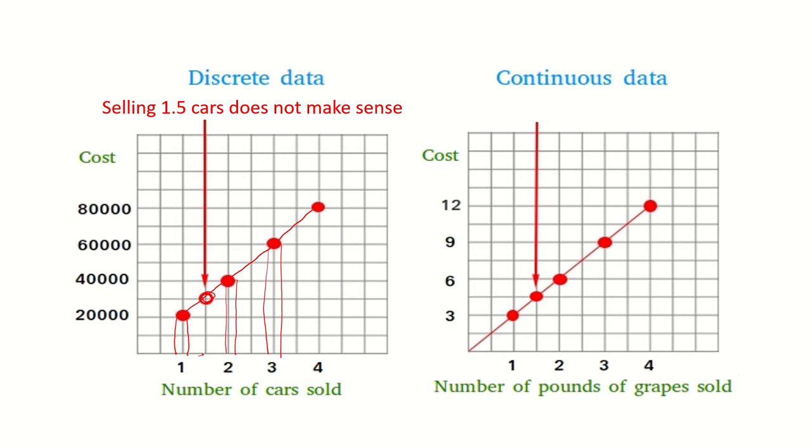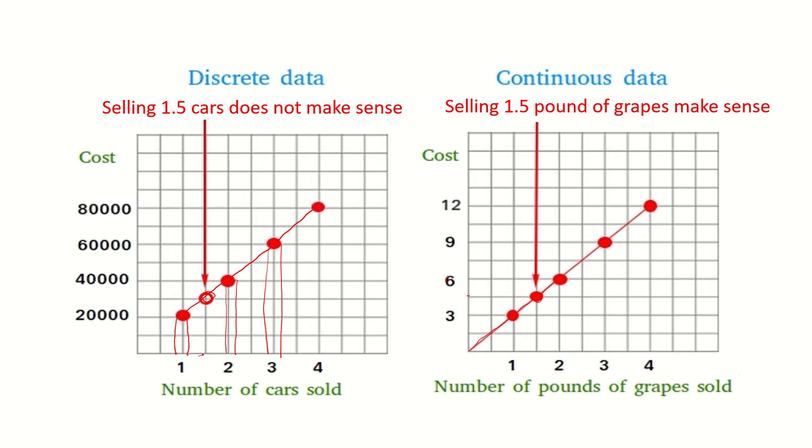Now coming to the continuous data. Here it is the weight of grapes in pounds that is sold. So 1 pound is sold at the cost of 3, then 1.5 is possible. 2 pounds is sold at the cost of 6, maybe it's pounds or dollars, whatever the price is here. 3 pounds at the cost of 9. Now if you connect the lines, this point here, 1.5 pounds makes sense, and 1.5 pounds is going to have some cost. So let's see what the cost is. It is lying between 3 and 5, so it is around 4.5.